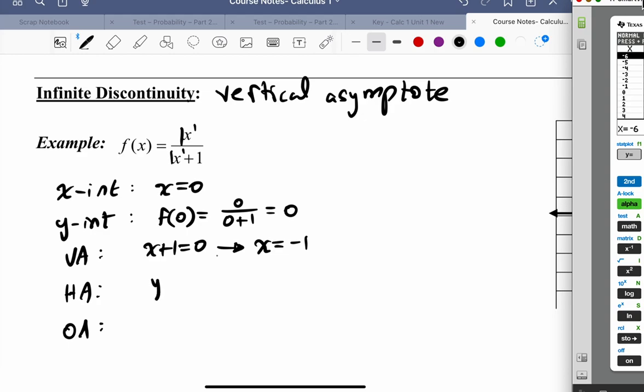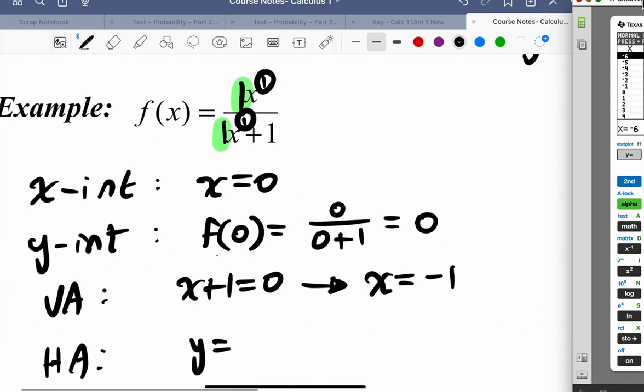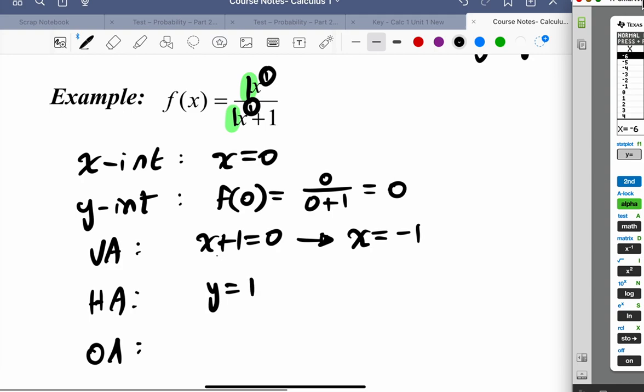Wait, so the ratio of the leading coefficients means... It's going to be y equals 1 in this case. Yeah, and that's because the degree of the top and the degree of the bottom are the same. Okay, so it's just 1 divided by 1. 1 divided by 1, that's right. 1 divided by 1 is 1.